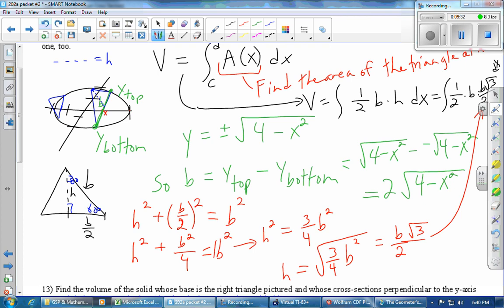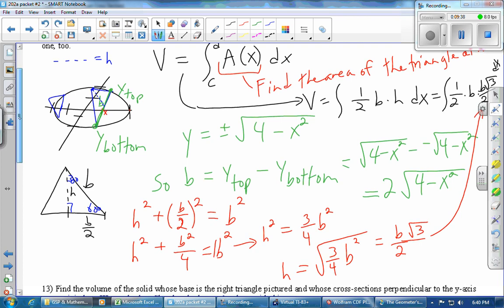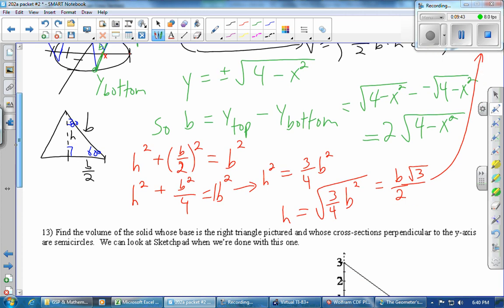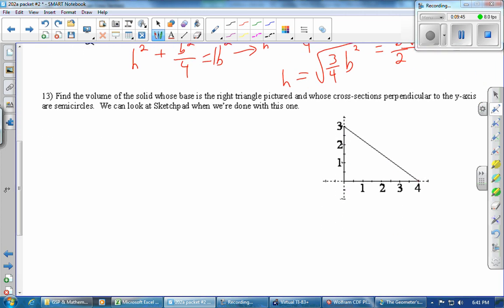Let me clean that up. I'll put it down here below. So we're going to mush together the b's and the 2's and the radical 3. So we've got b squared root 3 over 4. So let's put that down here. B squared is here, root 3 over 4. I'll put that in the front. It's constant, dx.